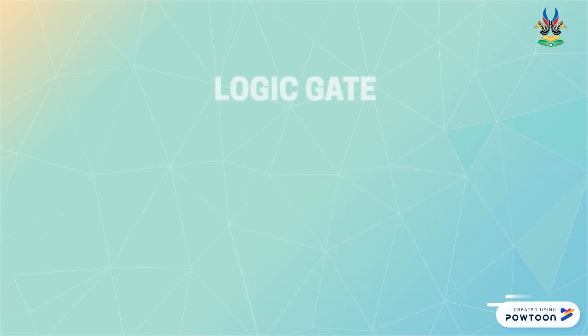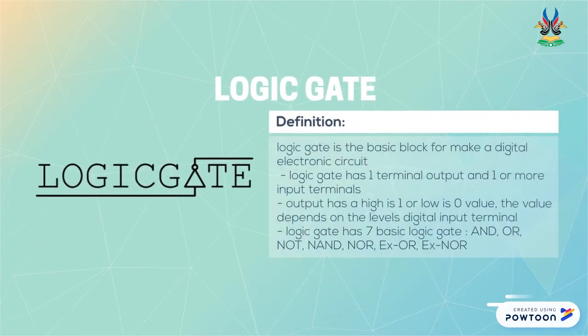A logic gate has one output terminal and one or more input terminals. The output has a high, which is 1, or low, which is 0, value. There are 7 basic logic gates: AND, OR, NOT, NAND, NOR, XOR, XNOR.